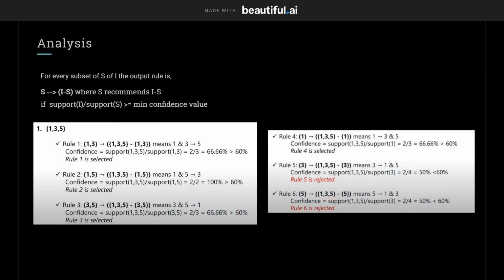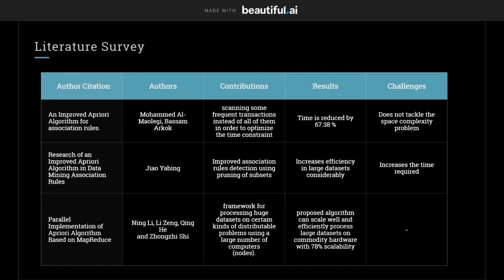We can move on and find the confidence, which is given by the support of I divided by the support of S. Here we see that the confidence of 1 and 3 giving a possibility that 5 may also exist is 66.66%, which is greater than the threshold confidence value. So hence rule 1 is retained. However, we see rule 5 and rule 6 has been rejected.